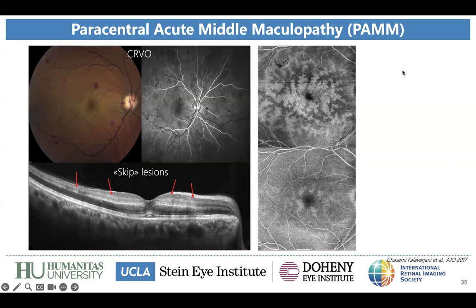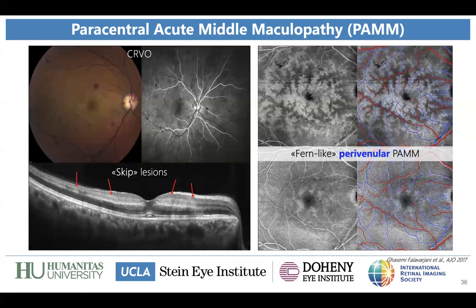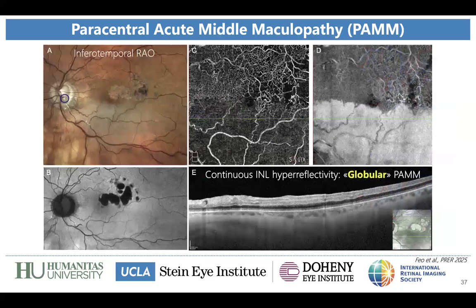Using alpha OCT, at the level of the middle layer of the middle retina, we can visualize, also thanks to overlay of the arterial and venous vessels, this typical fern-like perivenular PAM pattern. However, this is not the only pattern that we can have in PAM, but we also have the so-called globular PAM pattern. This pattern is characterized by a continuous inner nuclear layer hyperreflectivity, in this case caused by a calcific embolus at the level of the inferotemporal retinal artery.